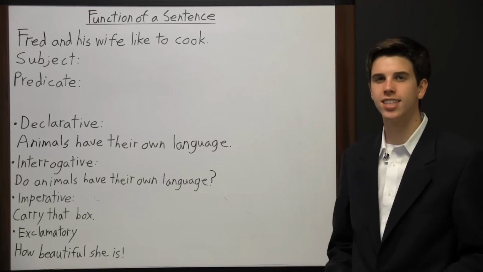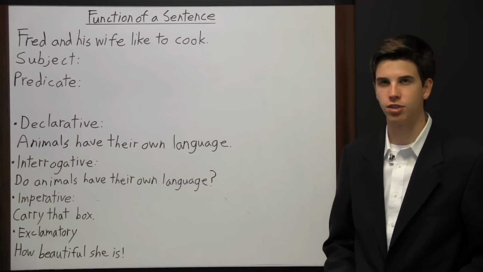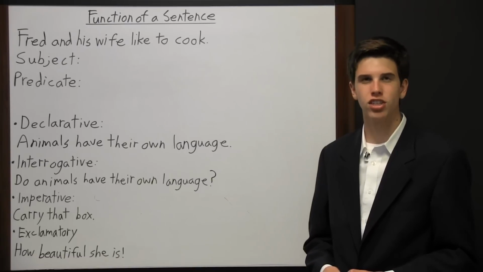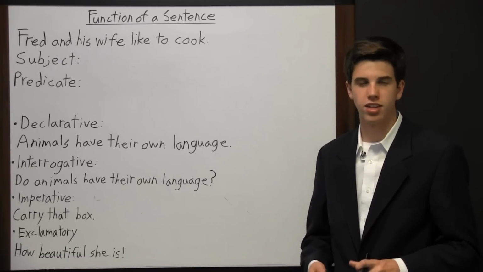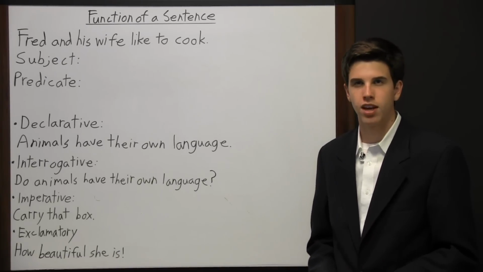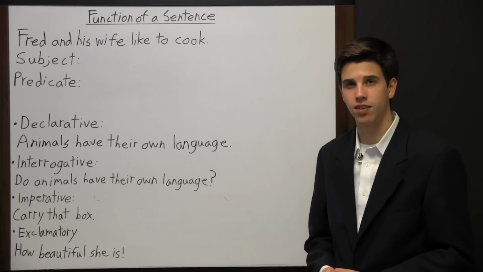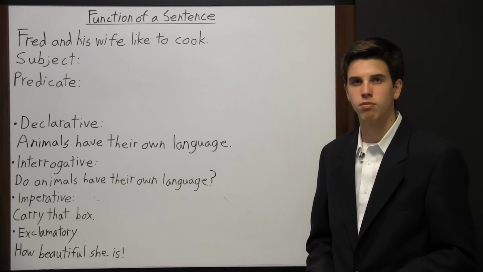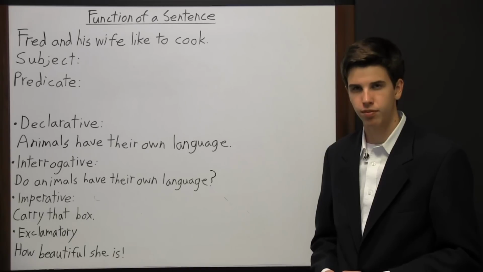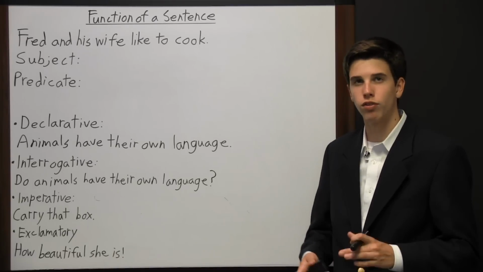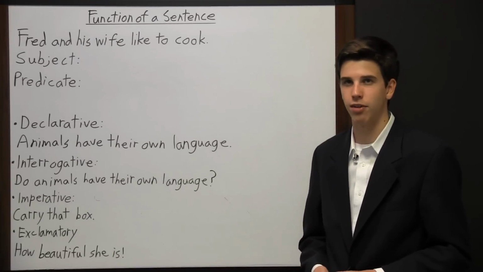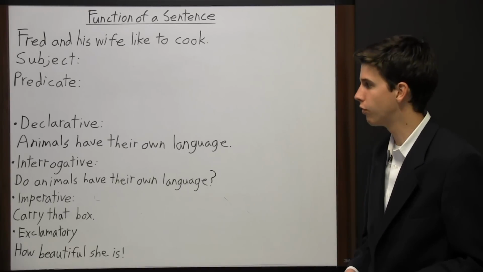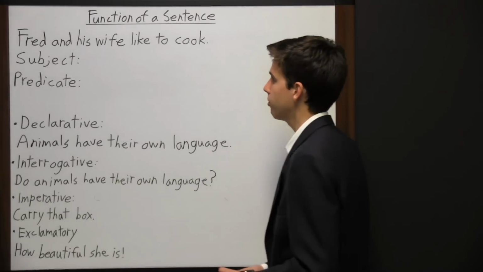The sentence is the basic unit of communication in English. An English sentence has two parts, the subject and the predicate. The subject identifies the topic of the sentence, and the predicate comments on that topic. The subject must be a noun or a phrase or clause acting as a noun, and the predicate must include a verb. So we have an example here.